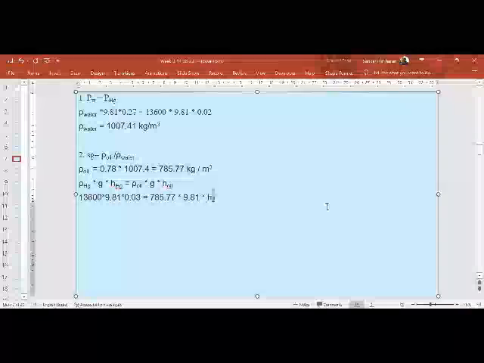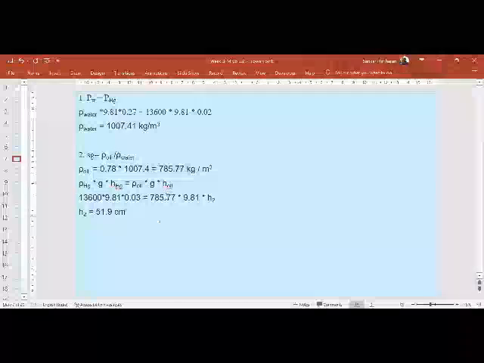And from here it is very straightforward calculation where we need to find out H2, and this value, if we just do a calculation here, will be coming out to around 51.9 centimeter. Yeah, 52 centimeter roughly. Anywhere in the range of 50 to 55 is acceptable for our purpose.